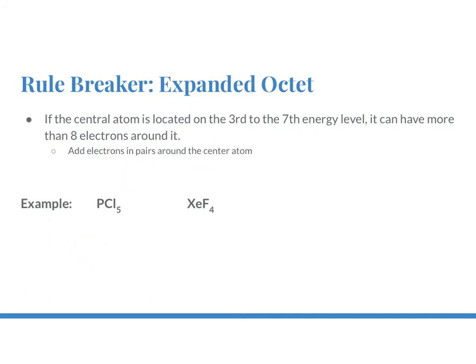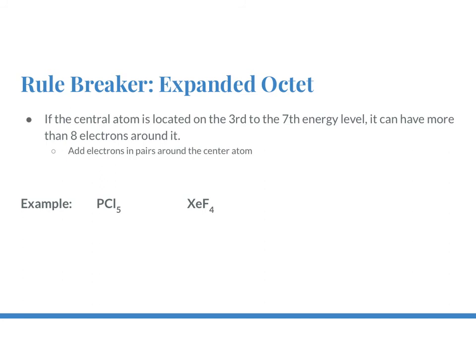All right. And then another rule breaker is the expanded octet. So the last one was the condensed octet, and this is called the expanded octet. So if your central atom is located in the 3rd to 7th energy level, it can have more than 8 electrons around it. So we're going to add those electrons in pairs around your center atom.